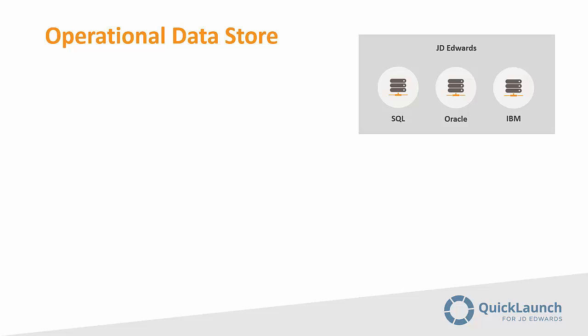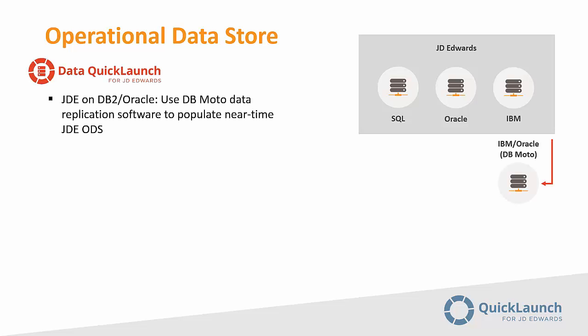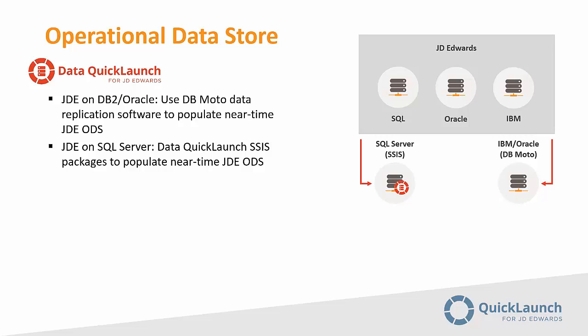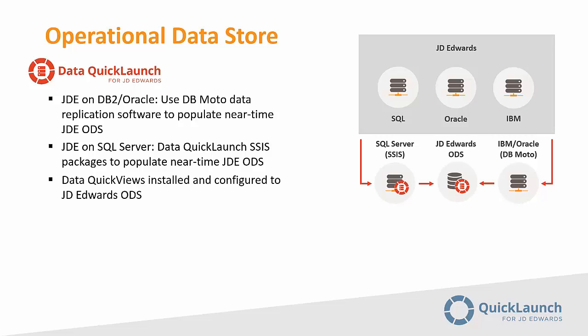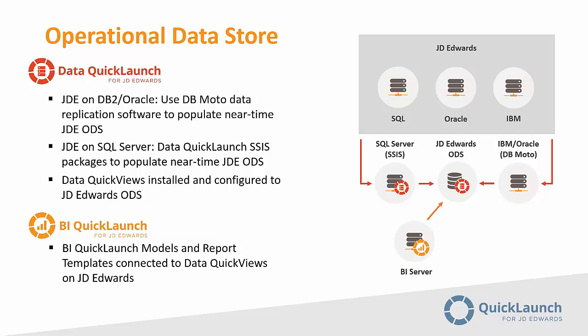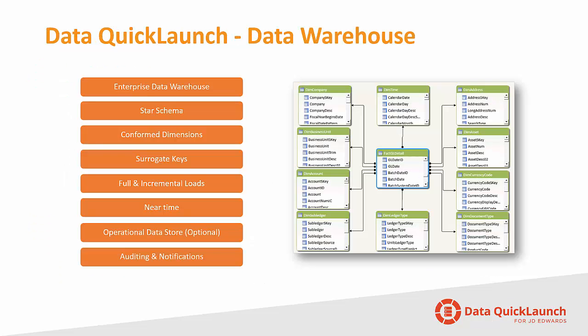The way this works would be, again, you've got your JD Edwards sitting on your database. If you're using IBM database for JD or Oracle, we actually use dbmotion as a third-party application to replicate that data to another operational data store. Or if you're on SQL Server, we use SSIS. And that populates another target schema of your database. It kind of mirrors what your JD Edwards data would look like. It's still the natural schema, and we layer our data quick views right on top of that ODS. Then all your models on the BI QuickLaunch would be connected to that ODS, and the workstations, again, would access the data through the BI server or directly at the data itself from the desktop.